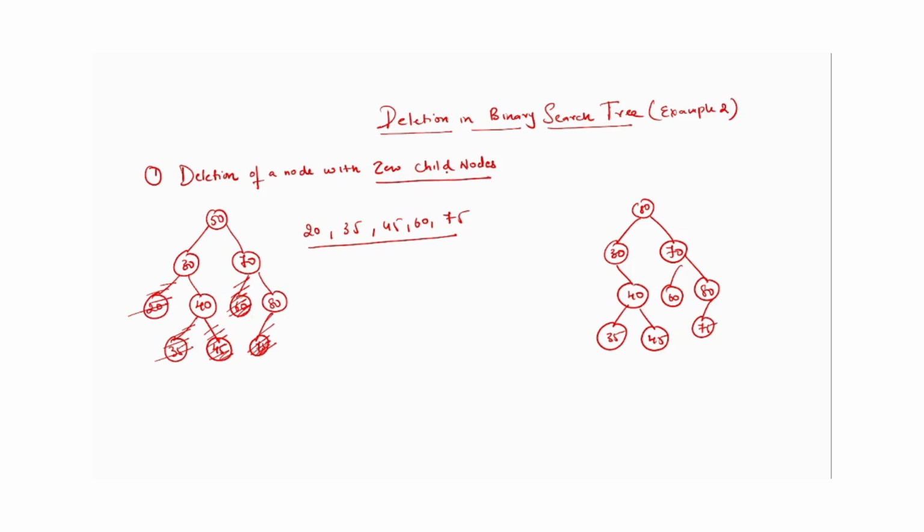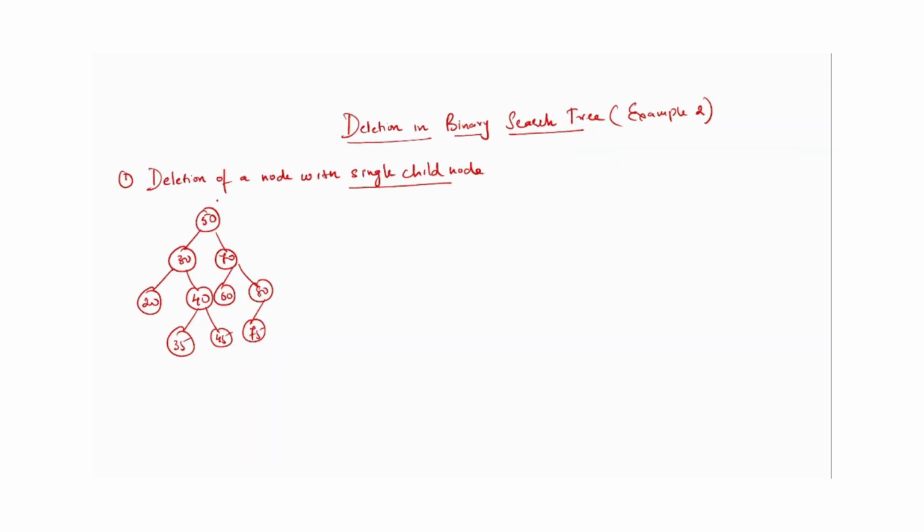So here in this example, we know that a binary tree is a tree which has either 0, 1 or 2 child nodes. In this example, we have completed deletion of a node with 0 child nodes. Right? In the next example, we will try to complete deletion of a node with a single child node. Here I am taking the same example, that is example 2. I will try to delete a node with a single child. So first of all, let us see what is a node with a single child node, right?